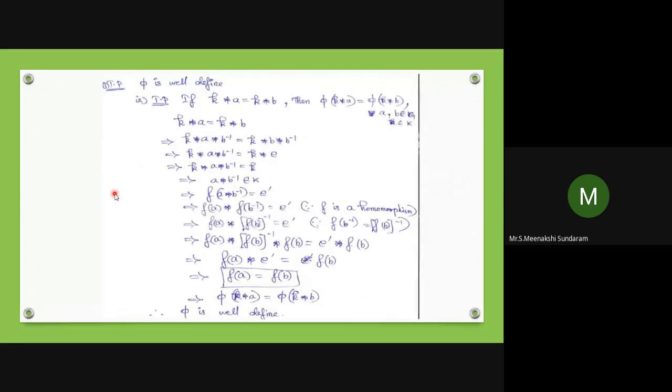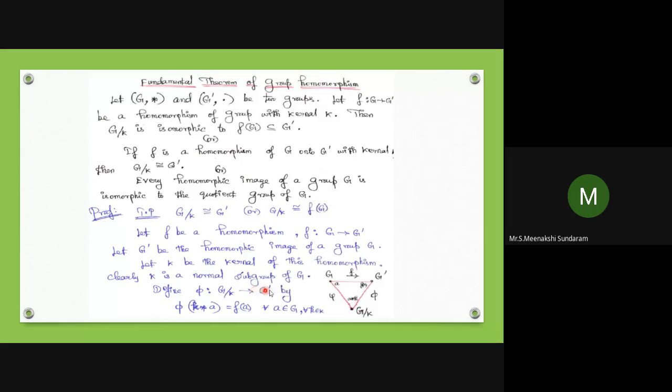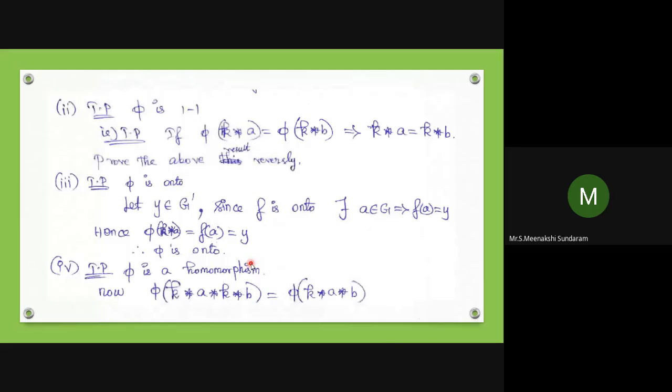சொல்லியிருக்கேன். என்னோட மேப் வந்து g over k to g dash. அப்போ g dash தான் என்னோட கோடொமைன், g over k ங்கிறது என்னோட டொமைன். அப்போ g dashல நான் ஒரு எலிமெண்ட் சூஸ் பண்றேன். Let y belongs to g dash. g dashல உள்ள எல்லா எலிமெண்ட்ஸுமே எப்படி இருக்கும், f of a அந்த மாதிரி இருக்கும்.